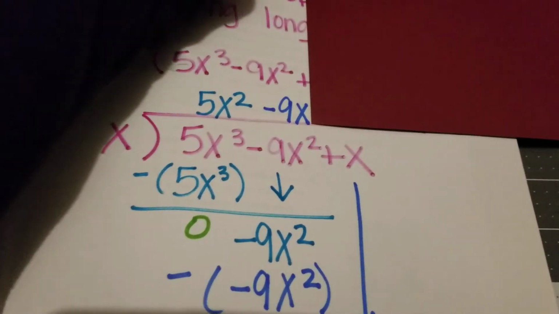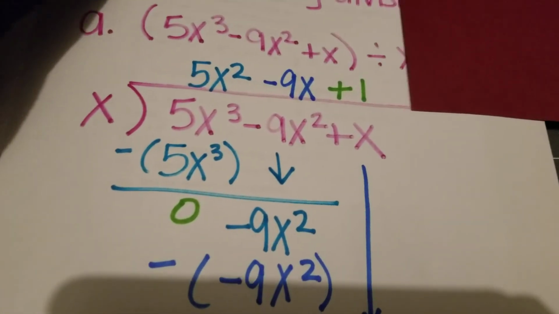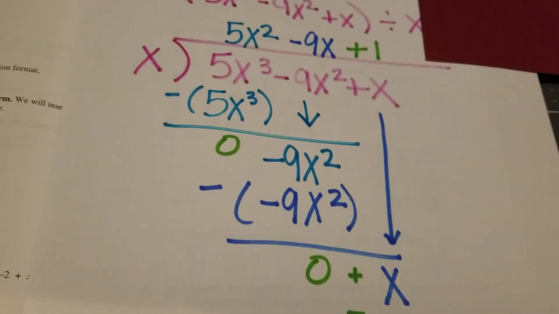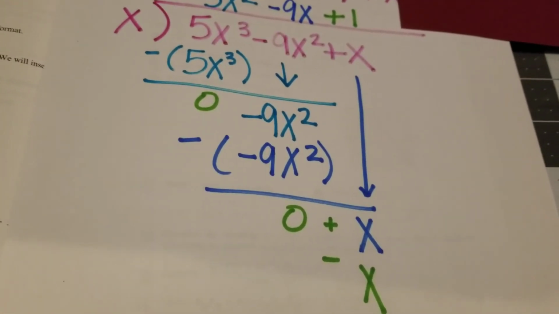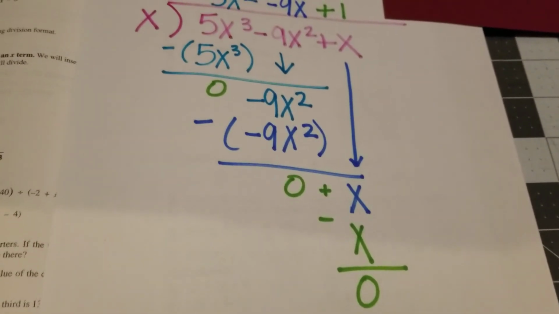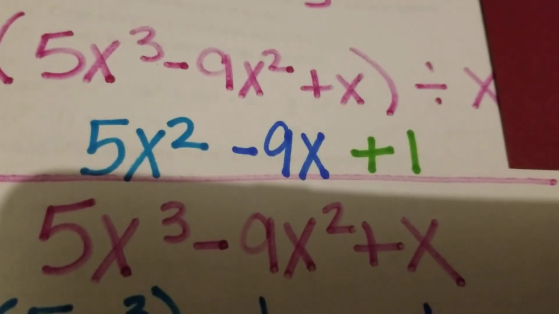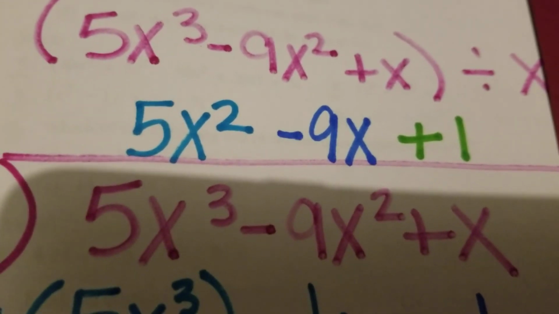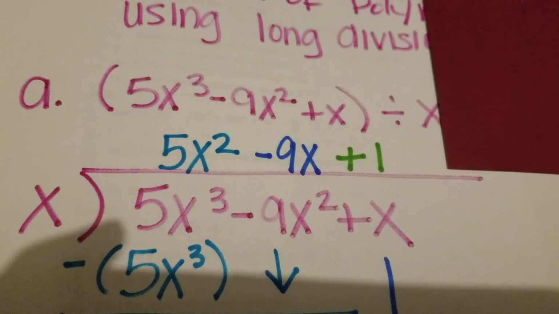What times x gives me my blue x? 1 times x gives me x, which I wrote in green, okay? x minus x is 0. I don't have a remainder, yay. So this is my quotient in colors up there: 5x squared minus 9x plus 1. That's my final answer. Okay, I'm going to do the next example on the next video.